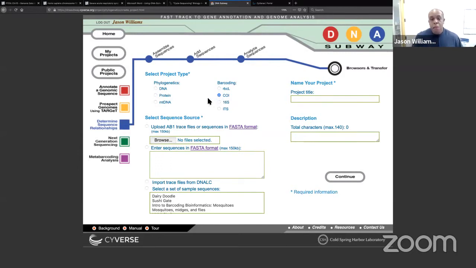And in the project packet, which gives you even more background than I'm giving you right now, so if you're curious, you can already be reading through that and preparing for next time, we want to choose the Intro to Barcoding Bioinformatics mosquitoes. There's another mosquito set down there, but you want to choose this first one, Intro Barcoding Bioinformatics Mosquitoes. And we're going to give this a project title. I'm just going to say Webinar Part 1 and go with that.